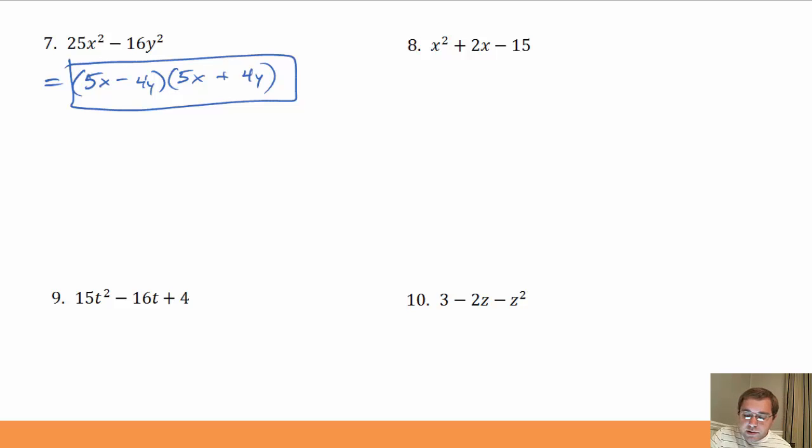Number 8, x squared plus 2x minus 15. This is just an ordinary quadratic trinomial. So I take the negative 15. I find factors of negative 15 that will add together to give me positive 2.